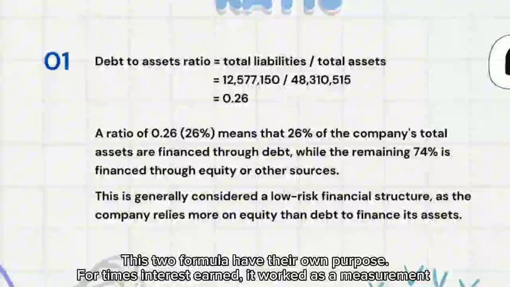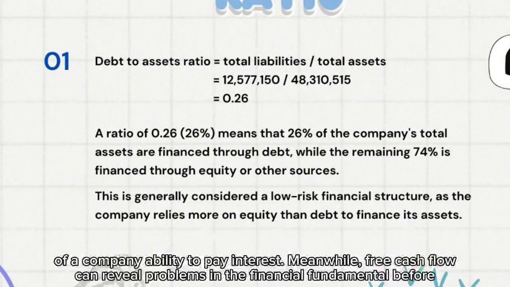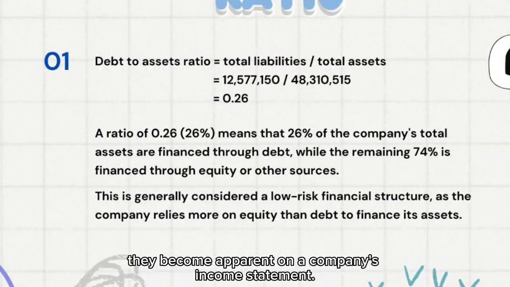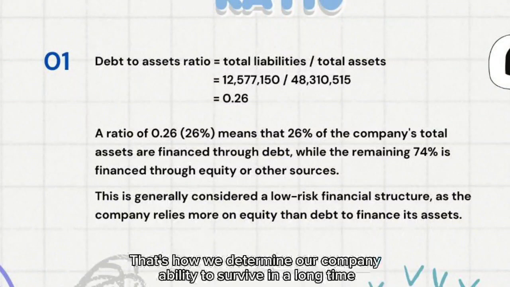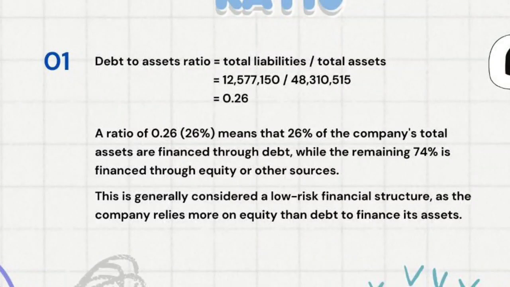Times interest earned works as a measurement of a company's ability to pay interest. Meanwhile, free cash flow can reveal problems in the financial fundamentals before they become apparent on a company's income statement. That's how we determine our company's ability to survive in the long term.